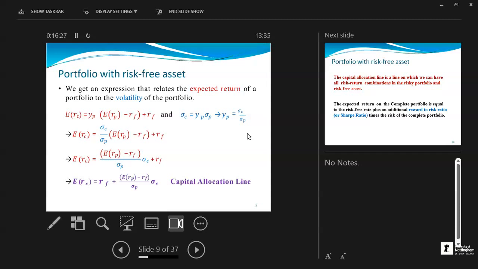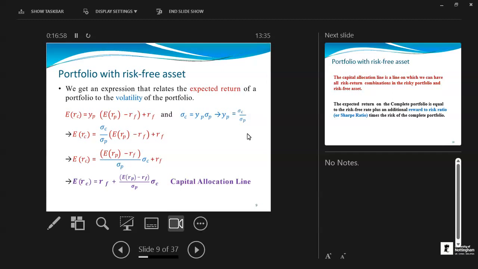we can calculate what is the weight in the risky portfolio. What is YP, right? So we can rearrange this. YP is equal to the standard deviation of the complete portfolio divided by the standard deviation of the risky portfolio. And we can replace this YP in our expected return of the complete portfolio equation. And all I've done next is rearrange this, right?